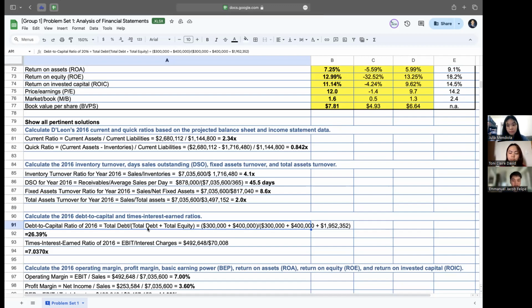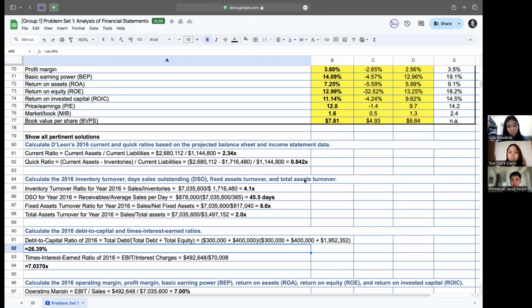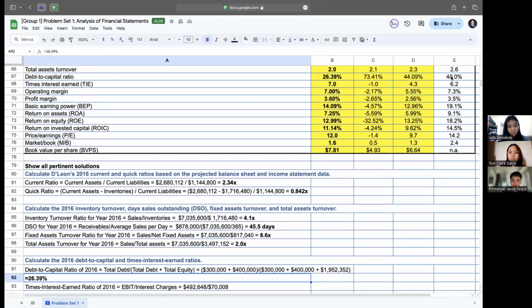By inputting this data into Excel, we arrive at 300,000 plus 400,000 divided by 300,000 plus 400,000 plus 1,952,352. This would be approximately equal to 26.39%, which is lower than the industry average of 40%. This means that the company has a higher cushion against creditors' losses when liquidating.